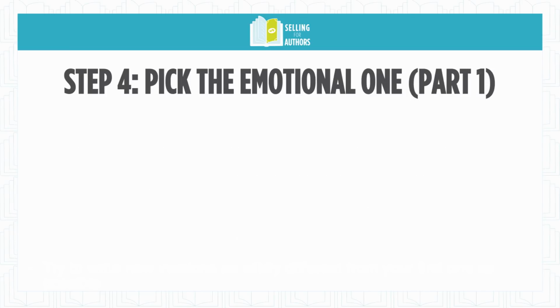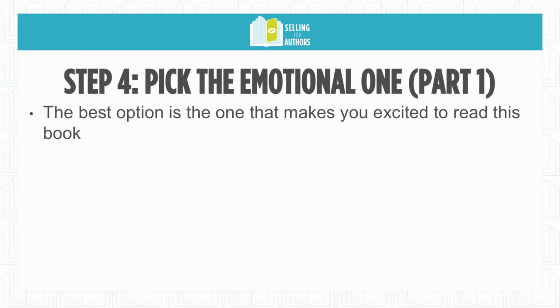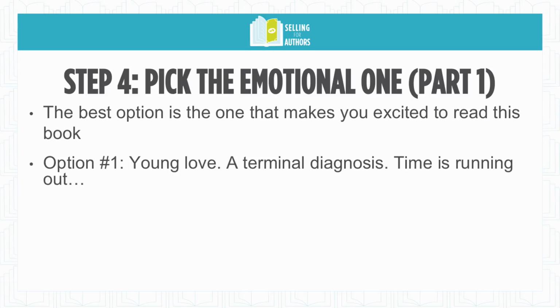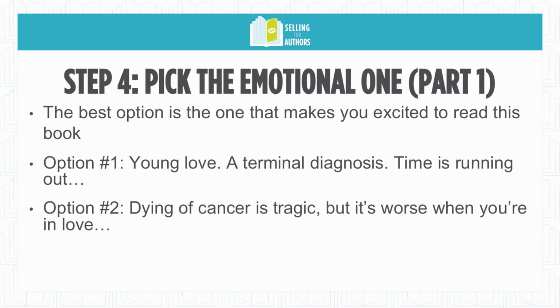Step 4, pick the emotional one. Pick the one that makes you excited enough to read your own book. And if you can't parse that out, then ask your readers or ask fellow authors. Option 1 for Fault in Our Stars was Young Love, a terminal diagnosis, time is running out. And option 2, dying of cancer is tragic, but it's worse when you're in love. Which one do you like better, 1 or 2?